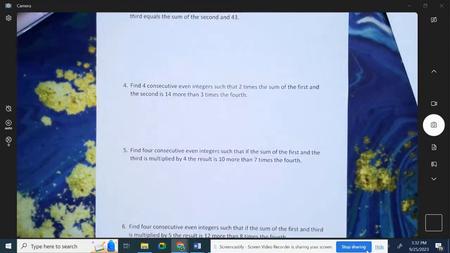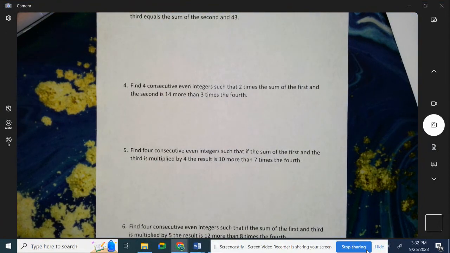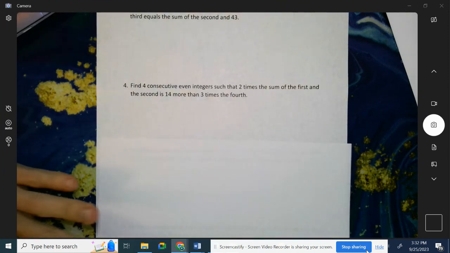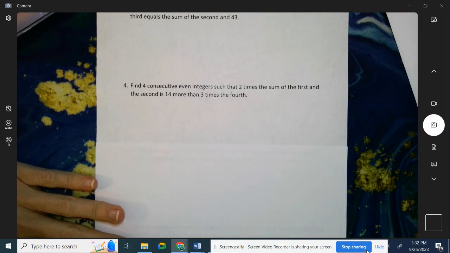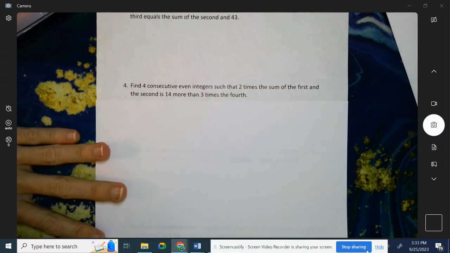Okay, guys, sorry about that in live class, making a hot mess of number 4. Find 4 consecutive even integers such that 2 times the sum of the first and the second is 14 more than 3 times the fourth. Now, that sounds like a hot mess.